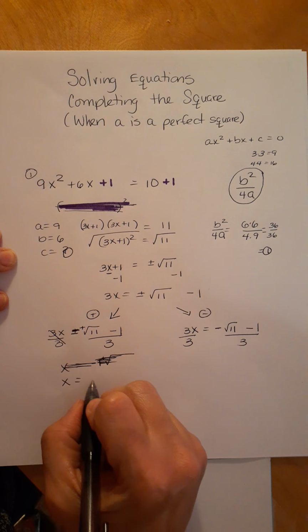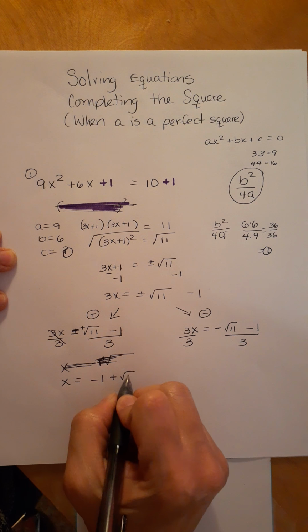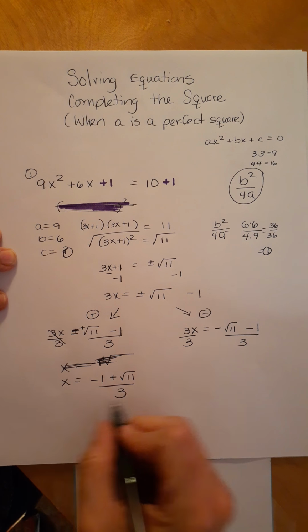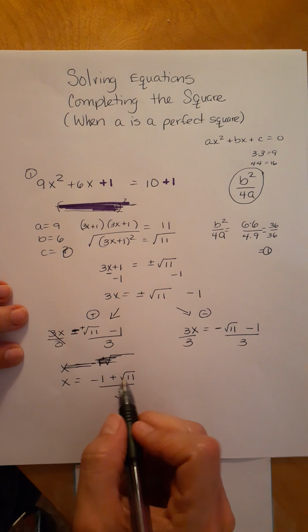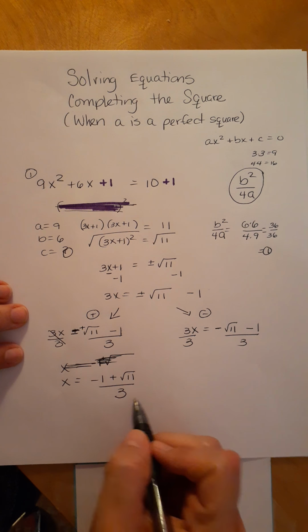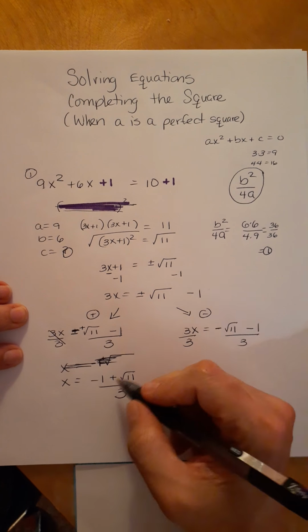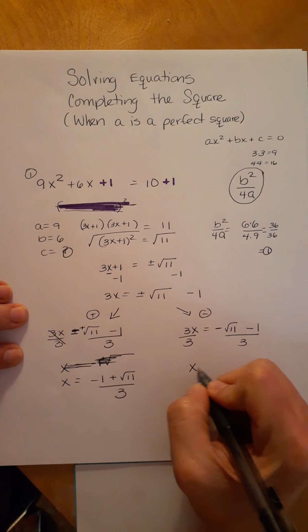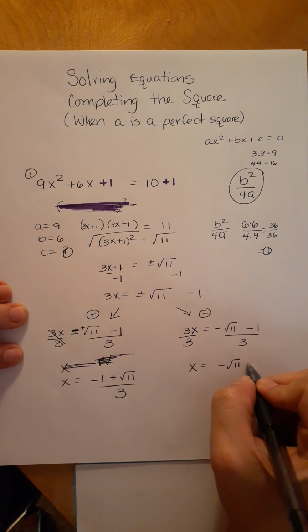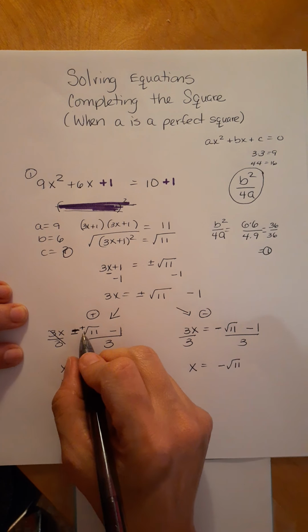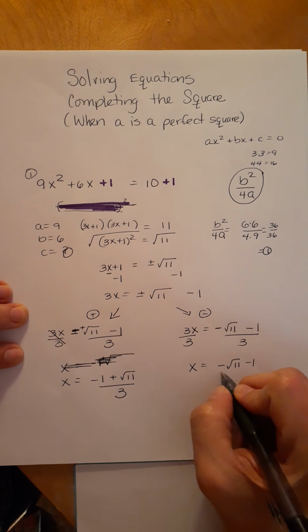X equals negative 1 plus the square root of 11, divided by 3. It looks like a little bit of a mess, but this is just a decimal plus negative 1 divided by 3, and you would get this as a decimal or leave it just like this. This would give me x equals negative 1 minus the square root of 11, divided by 3. Notice how this was a positive square root of 11 minus 1 over 3.